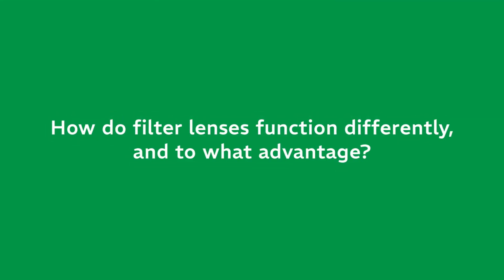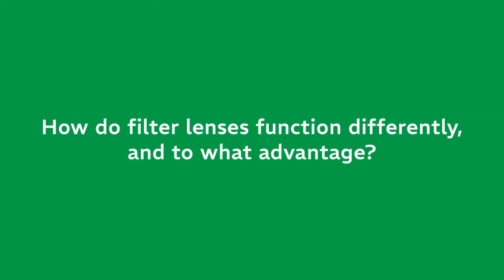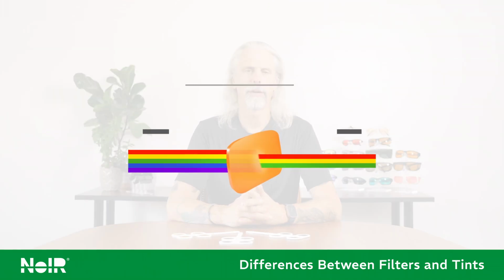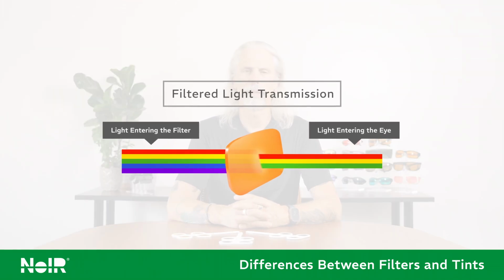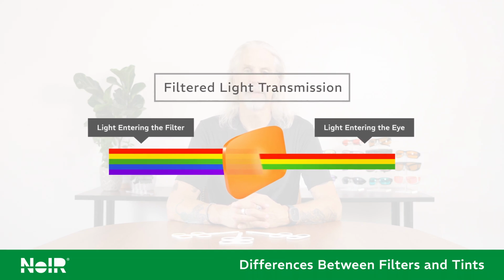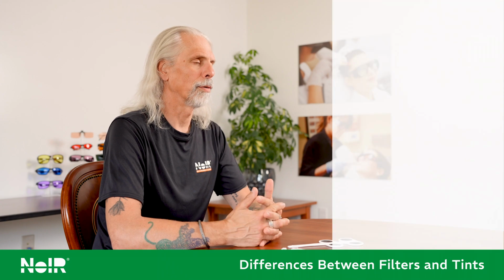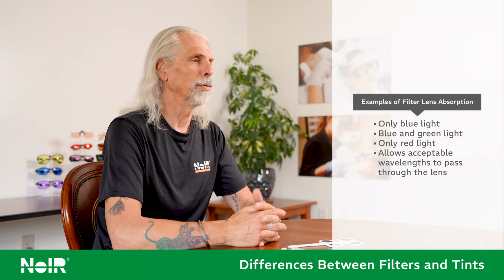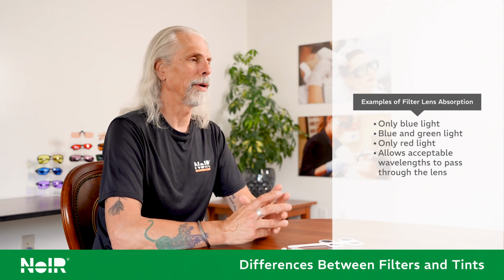How do filter lenses function differently, and to what advantage? Filter lenses absorb overall density of light, but can also absorb light selectively across the spectrum, filtering out disturbing or harmful wavelengths and energy that the eye cannot handle, while letting only useful and beneficial light reach the eye. For example, a filter can absorb just blue light, or blue and green light, or just red light, while allowing the other wavelengths of light that the eye can handle to pass through the lens.